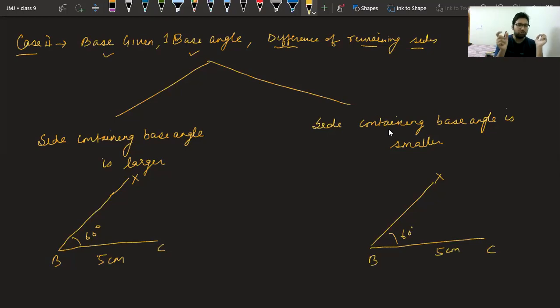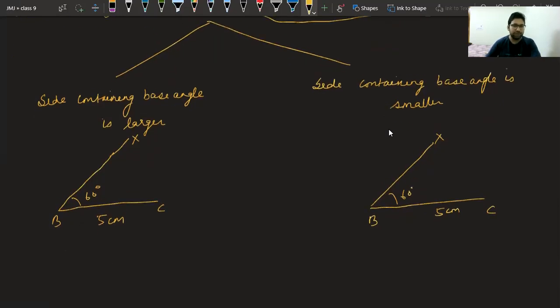So till now everything is fine. If you have a base of 5 centimeter and a base angle of 60 degree, everything is the same. The difference comes in the third part, that is the difference of remaining sides. So if it is given to you that AB minus AC is equal to 3 centimeter, can you tell me amongst AB and AC which side is larger?